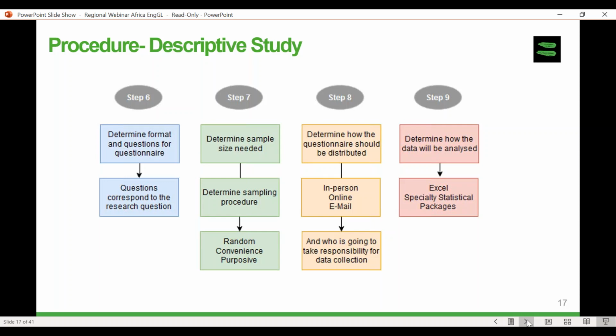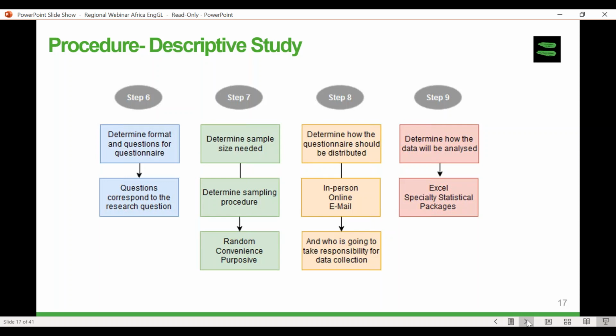kind of responses? Will they be open-ended questions? Step 7 requires that we determine how many participants we need for our study. Generally, the greater the number of participants, the better. Step 8 requires that we determine how best to distribute our data collection instrument.